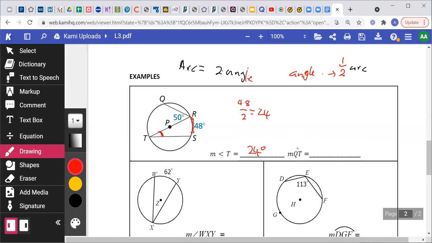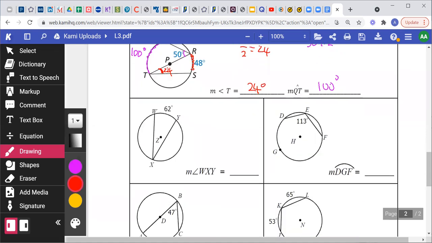We also want to find the measure of arc QT. So let me change color. Q to T. Since the inscribed angle here is 50, then QT has to be twice that inscribed angle. So you're gonna do 50 times 2, which gives us 100. So this arc has to be 100, and this angle has to be 24.